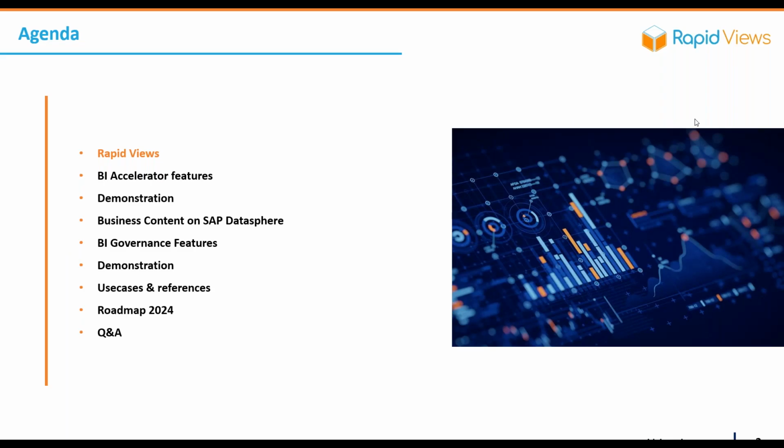So we are going to talk about RapidViews, explain who we are. We are going to talk about our two main components, the BI accelerator or business content, to explain how that works. We will do a demonstration. We will explain how our business content works on SAP Datasphere. We'll talk after about our BI governance features. We'll do a demonstration. We'll talk about our use cases and references, and we will finish by talking about our 2024 roadmap, and we will take your questions.